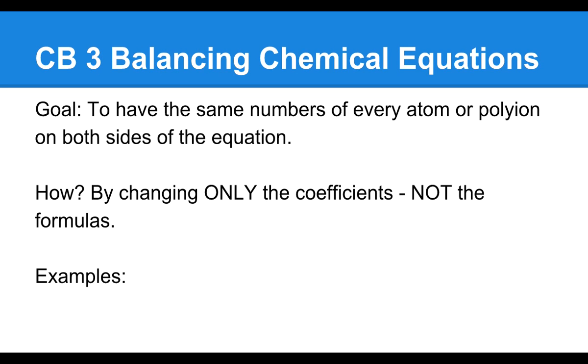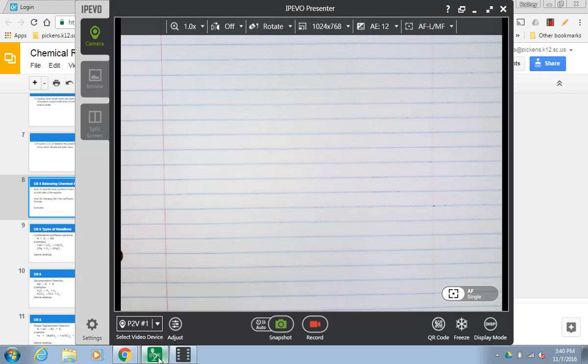But anyway, make sure that you don't change the formulas. The formulas will always stay the same. Once the formula is written correctly, do not try to change subscripts in order to balance equations. The only thing we're going to change are coefficients. So we'll take a look at several examples of these. You want to jot this down on your notebook paper as we go through these, and pause the video as needed. Make sure you follow along, rewind if you have to.